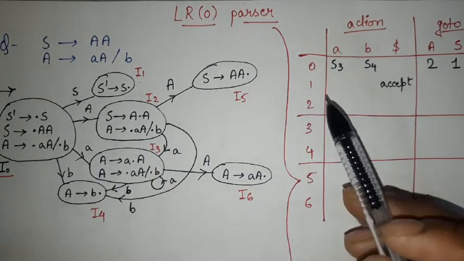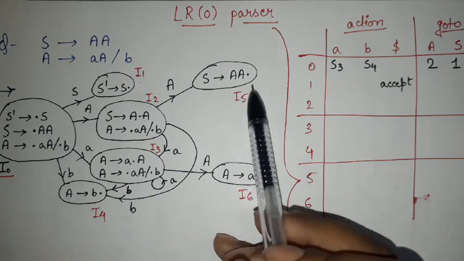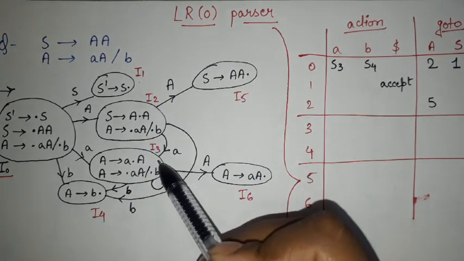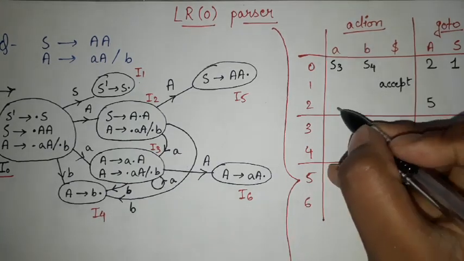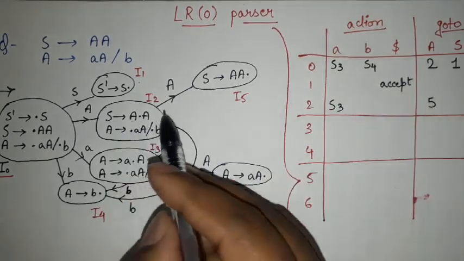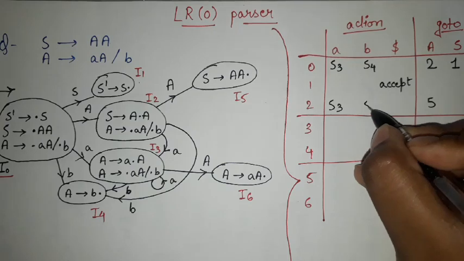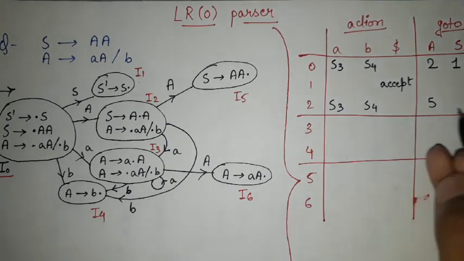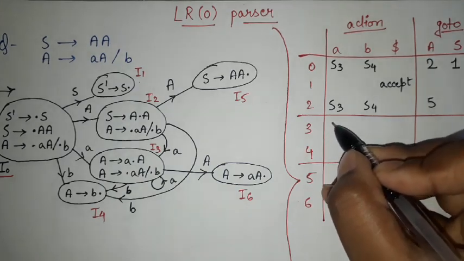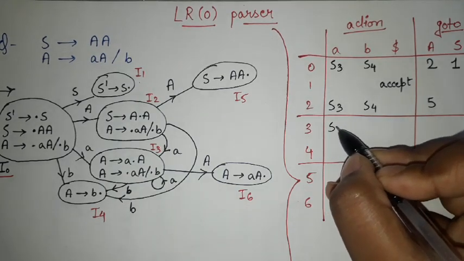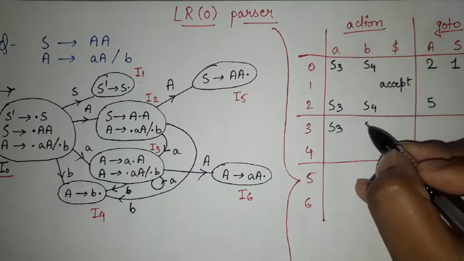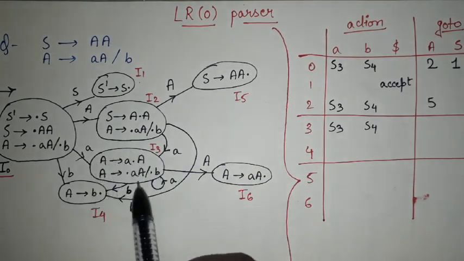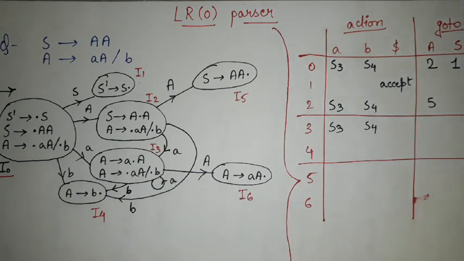Fine. Then in 2. From 2 on capital A, I am going to 5. From 2 on small a, I am going to 3. From 2 on small b, I am going to 4. Now 3. From 3 on small a, I am in 3 only. From b, I am on 4 only. From 3 on capital A, I am going to 6.